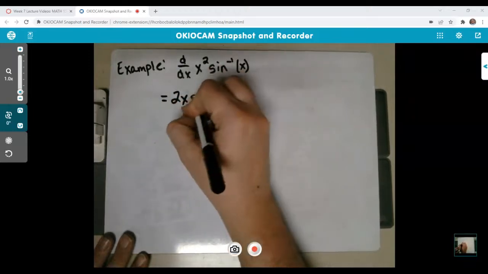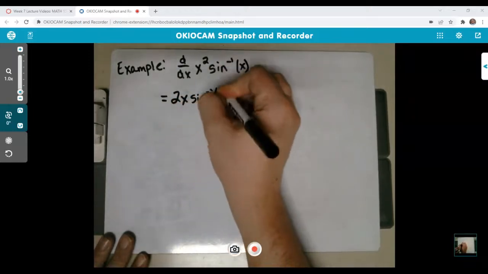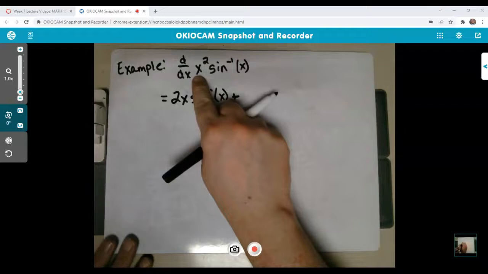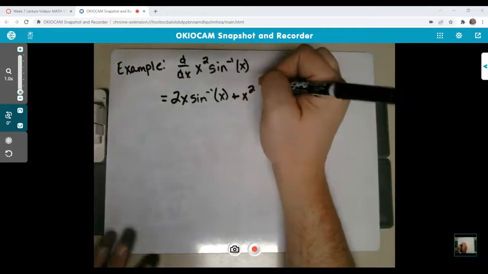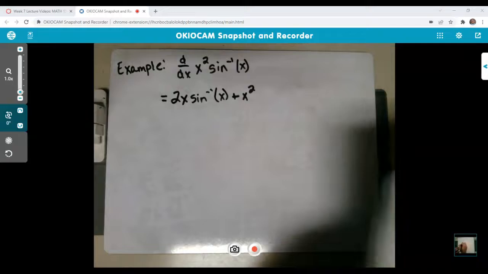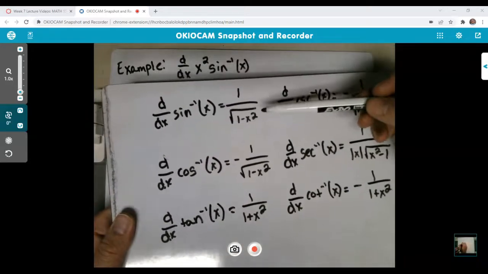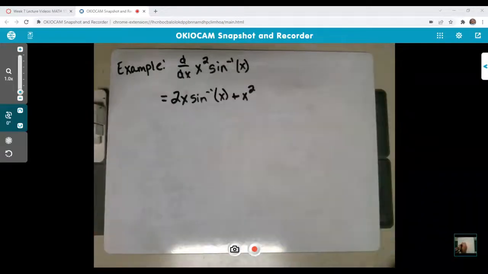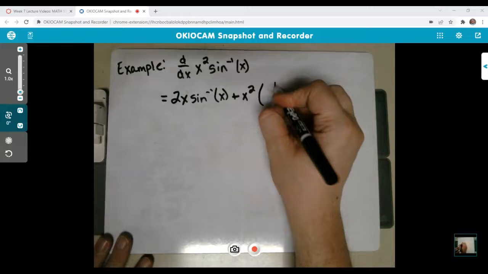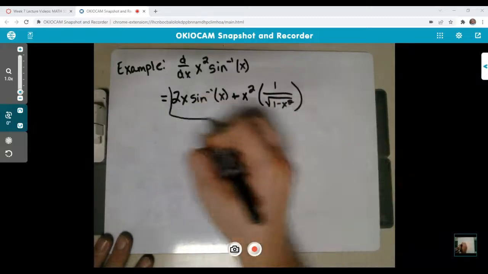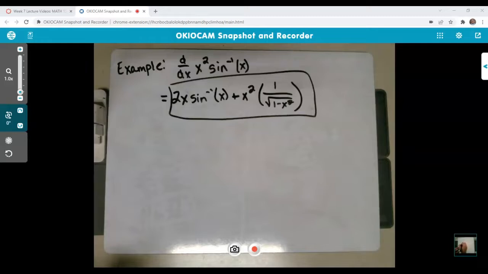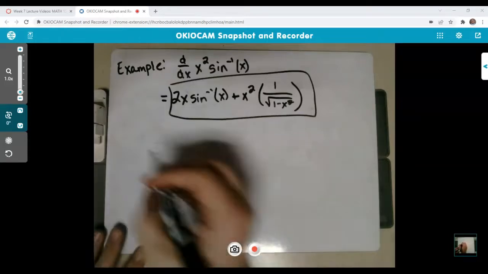Leave that part, inverse sine of x, plus leave the first part, so x squared just stays x squared, but the derivative of inverse sine of x, we have already said, was 1 over the square root of 1 minus x squared. So, times 1 over the square root of 1 minus x squared. And that is it. So these really aren't too bad once you know what the rules are. One more example.